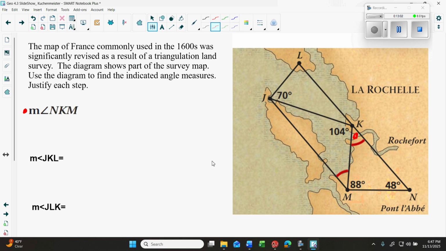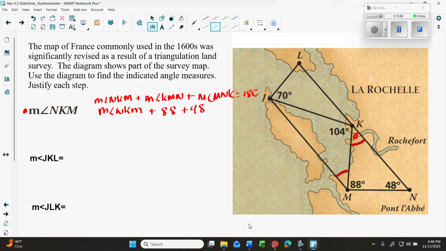What I can do here is I know that these 3 angles have to add up to 180. If I were to write an equation, I would say the measure of NKM plus this bottom angle that's 88, which is the measure of KMN, plus this other angle, the measure of MNK, equals 180 by the triangle sum theorem. We don't know NKM, but we know the other 2. This one is 88, this guy is 48.